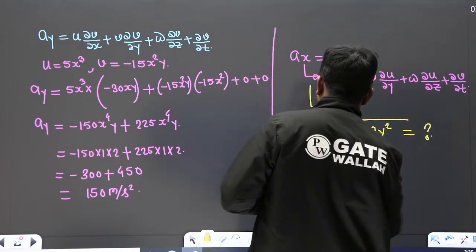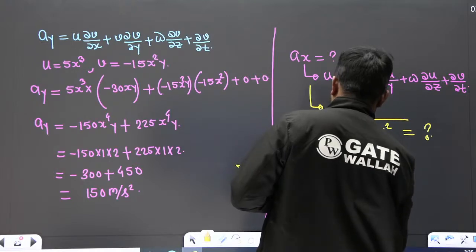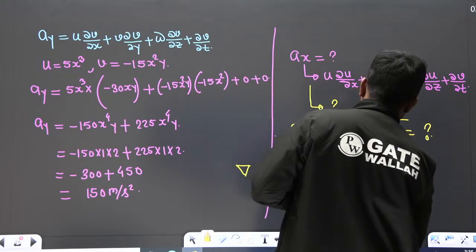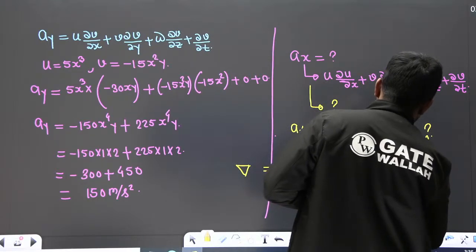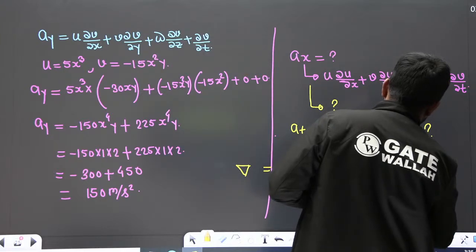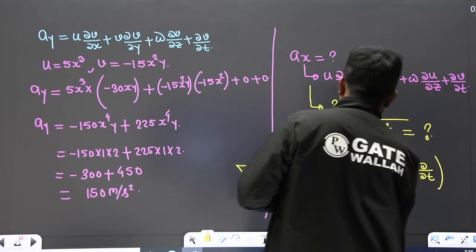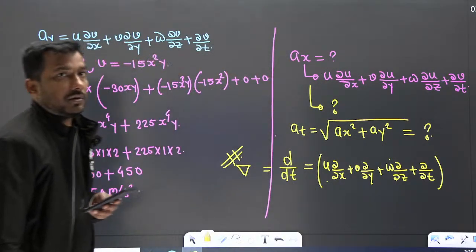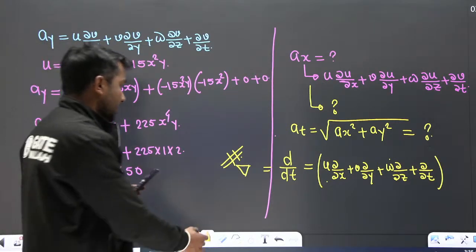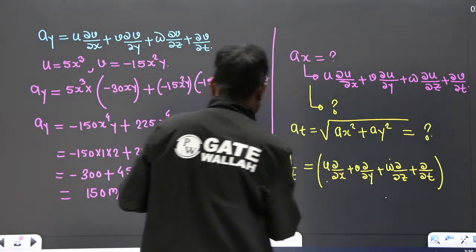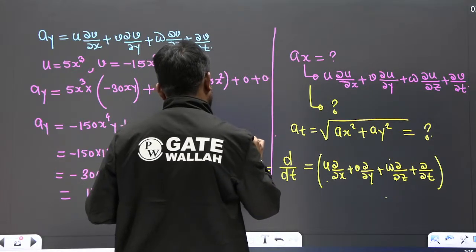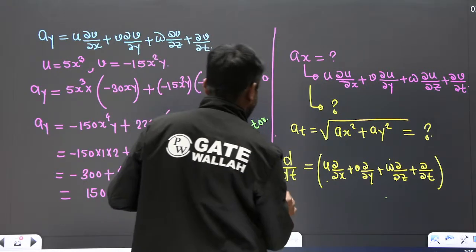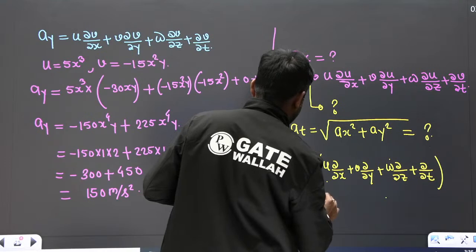That is d by dt, what is it? That is u del by del x plus v del by del y plus w del by del z plus del by del t. Please remember this del operator in fluid kinematics.